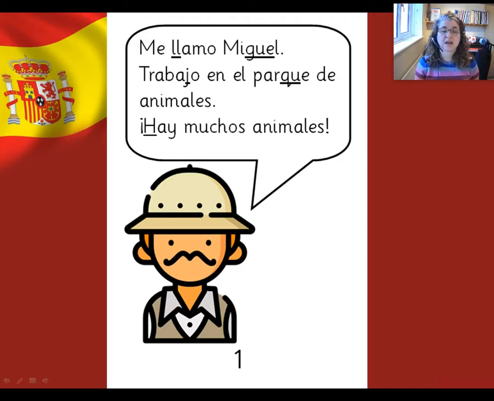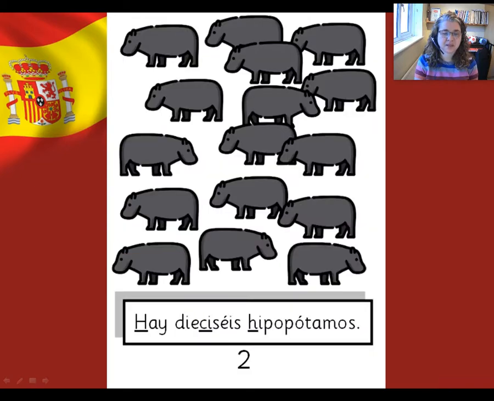Then he says, hay muchos animales. So we know that animales is animals, and we know that hay is there is or there are. What do you think muchos is? Yeah. There are many animals. Looks a bit like much in English, doesn't it? Let's see all these many animals.